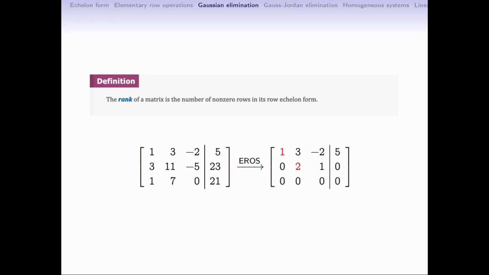So in our example, we started with this augmented matrix on the left, and through a sequence of elementary row operations, we put it into this row echelon form. Now there is a row of zeros, but there are 2 non-zero rows in the row echelon form, so the rank of this matrix is 2. Now that is equal to the number of leading entries in the row echelon form.